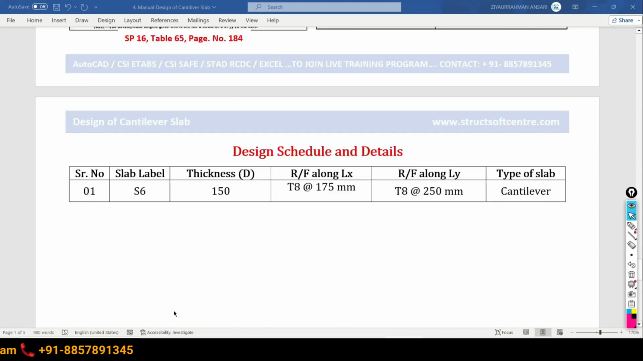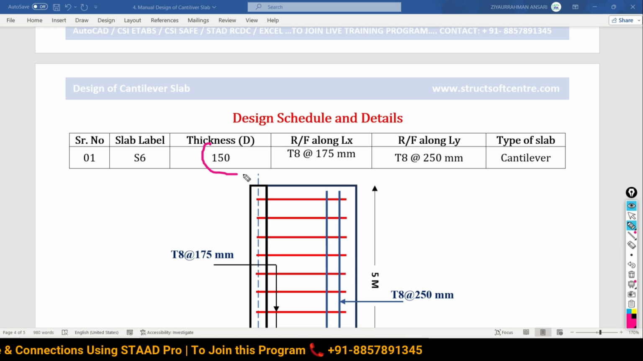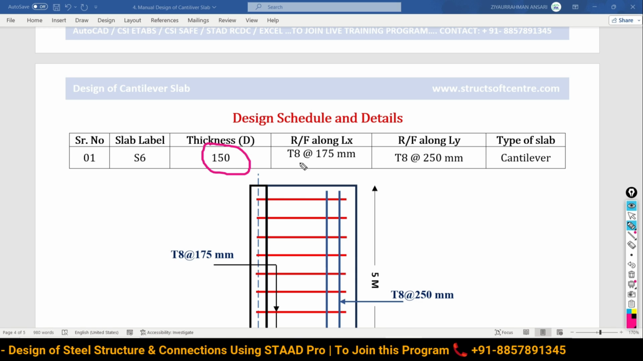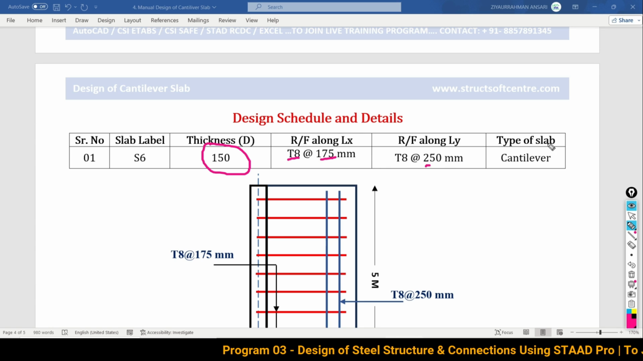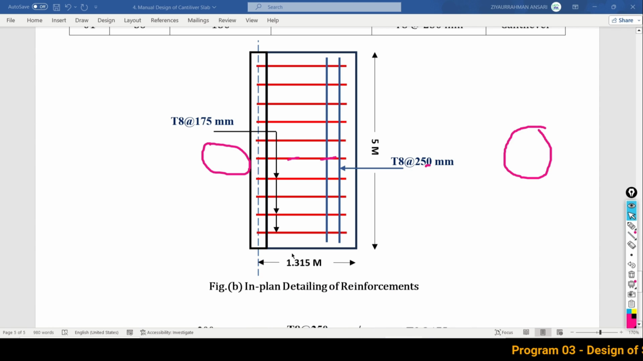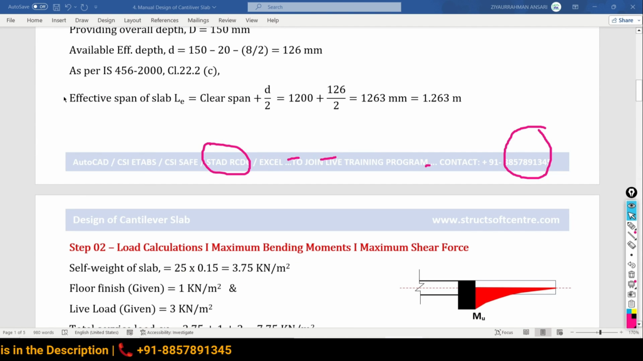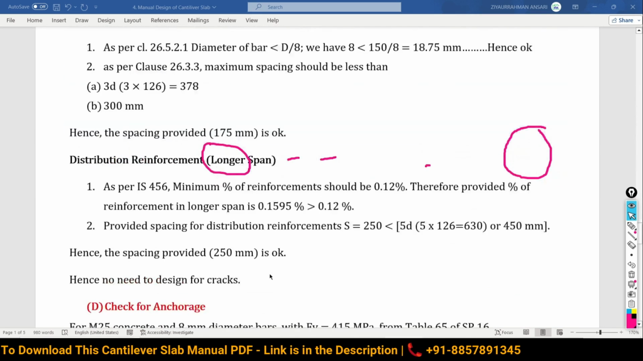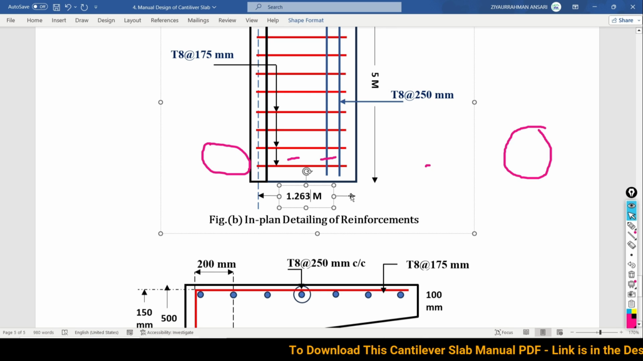So in detailing, we have this slab label as S6. Overall depth we have provided as 150, and reinforcement along the shorter span 8 at 175, reinforcement along longer span 8 at 250. It is the cantilever type of slab. Now have a look over the detailing. So shorter span, effective span is 1.315. Let me check if the effective span is right or not, I have a doubt. Now effective span is 1.263, so we have to correct it. 1.263 is the effective span.